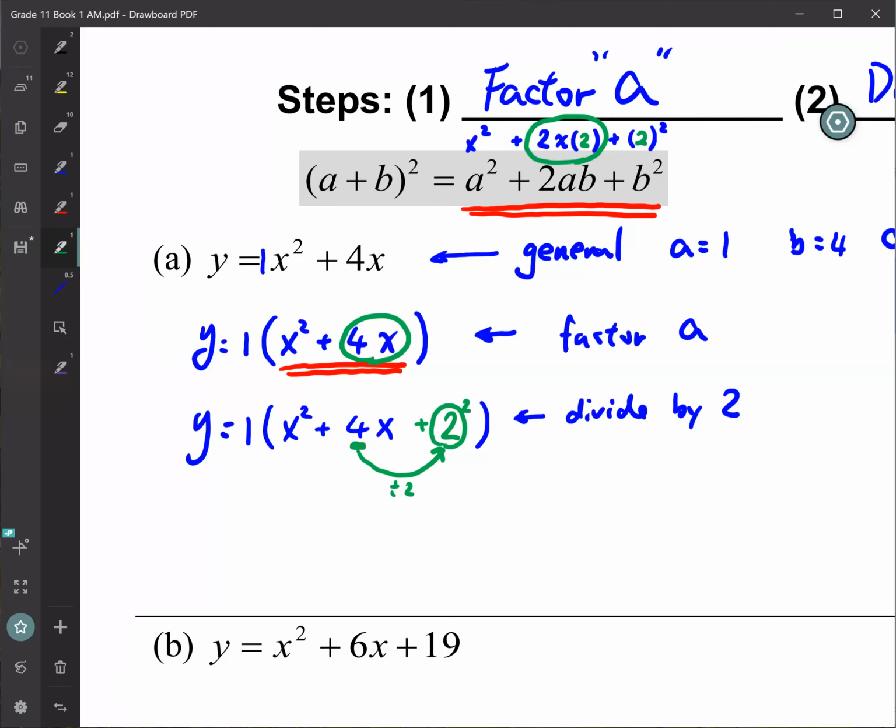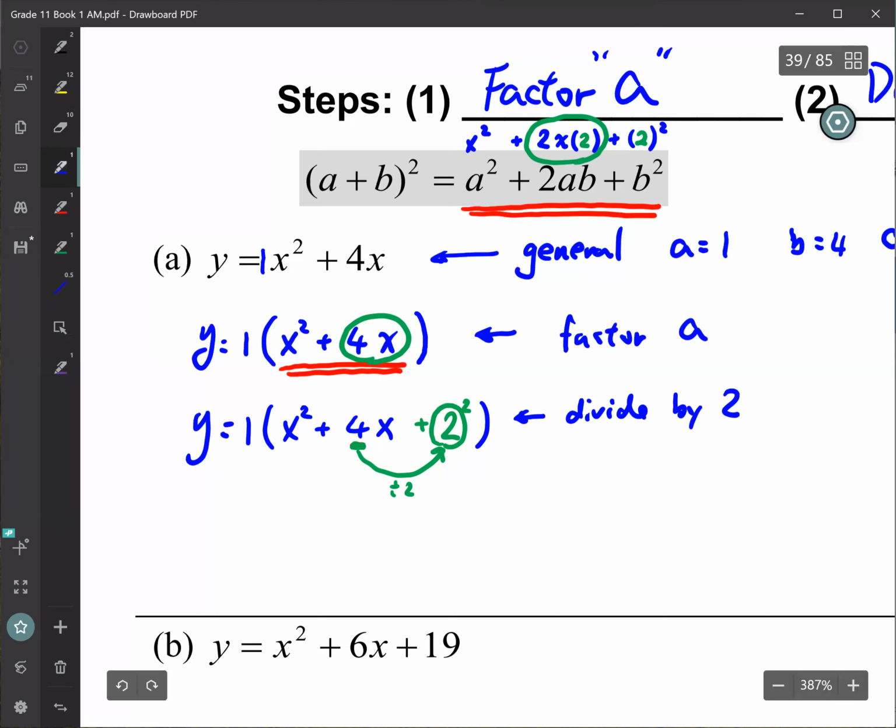Yeah. So if in the middle you see a 6, then at the back you will add a 3 squared. Make sense? Yes. Okay, so right now, because I see a 4 in the middle term, 4 divided by 2 is a 2, so I will add a 2 squared. If you see an 8, you will put a 4 squared. If you see a 10, you put a 5 squared. So that's the divide by 2, the second step.